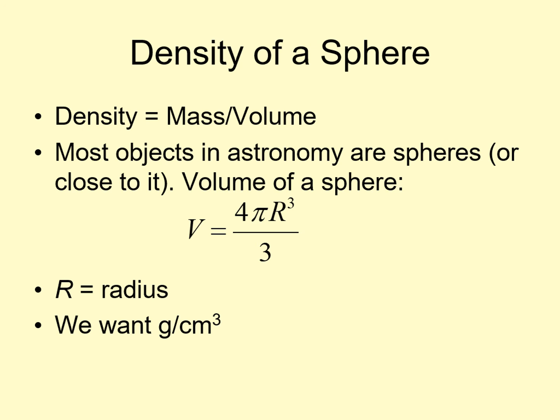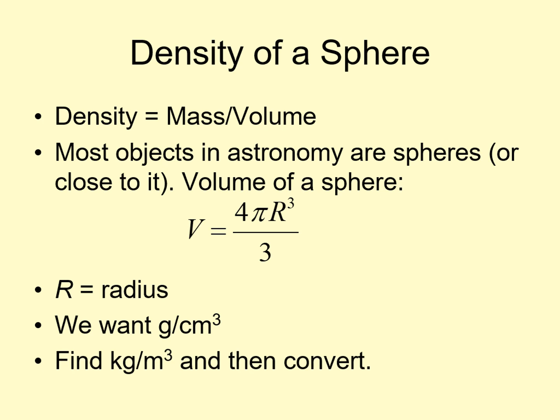As we saw earlier, the density of water is 1 gram per cubic centimeter. So far, we've been working with kilograms and meters rather than grams and centimeters. So what I'll do is show you how to calculate the density in kilograms per cubic meter. Then, when we get to the end, I'll show you how to convert that to grams per cubic centimeter.